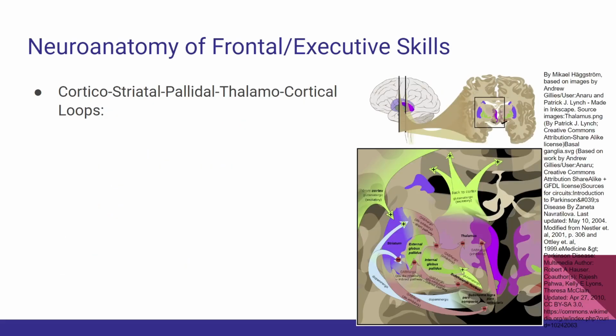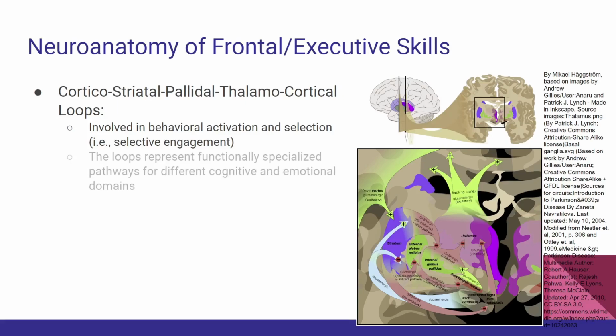The frontal lobe connections are often in what are called loops, and some of the prominent loops include the cortical, striatal, palatal, thalamocortical loops. So it's loops of connections within the brain that provide processing and feedback information back to the cortex itself. These loops are heavily involved in behavioral activation as well as selection of what behaviors you're going to choose, as well as what aspects of your environment you're going to engage with.